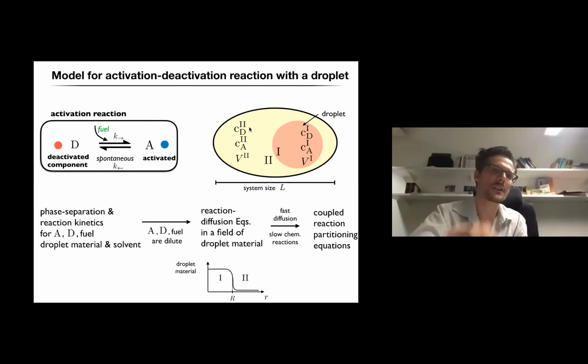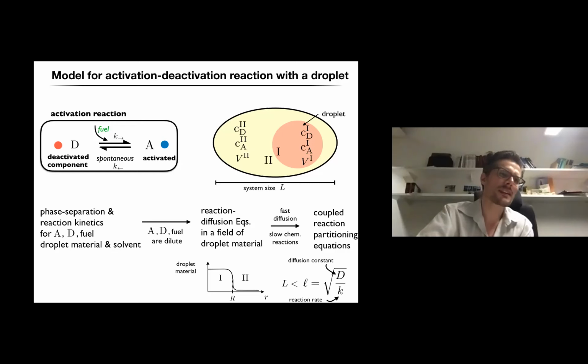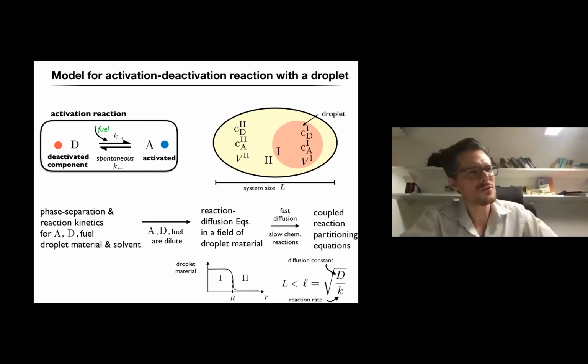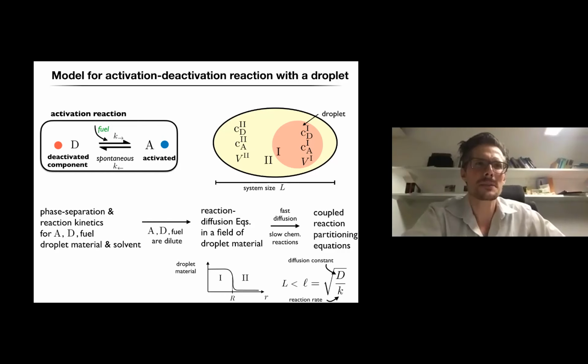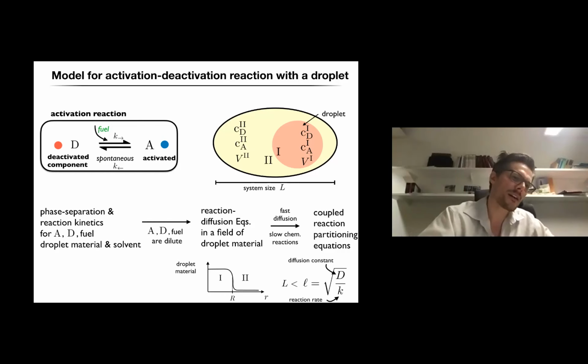But I don't do this here today. But we have just these 4 fields here then. I have to be slightly more precise here because I cannot just say fast diffusion, slow chemical reaction. It sounds very unphysical, right? Because fast compared to what? So actually what we have to compare are length scales.